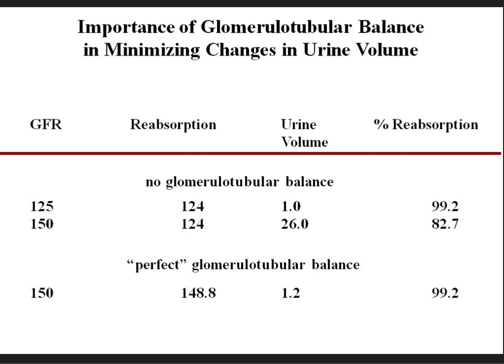So that is a very important autoregulatory mechanism taking place at the level of tubules. Okay, so here I'll again explain that if GFR increases from 125 to 150, and if there is no glomerular tubular balance, the same amount of substances will be reabsorbed and the urine volume will increase tremendously, which will be hazardous. But if there is perfect glomerular tubular balance, that means the same 99% is being reabsorbed, then the amount reabsorbed will increase proportionately and the urine volume will only slightly increase, which can be managed.